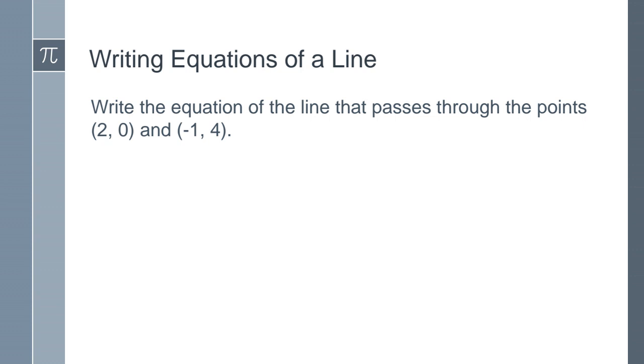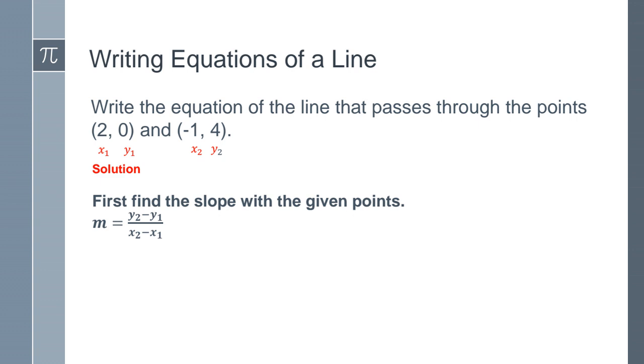Okay, now here's another example. It says write the equation of the line that passes through the points 2, 0, and -1, 4. Okay, now guys, a lot of mistakes the students make is that they think that the 2, 0 is my y-intercept, but it's not, right? Because 2, 0 is my x-intercept, and the x-intercept is not required to find the equation. So here we need to find both the y-intercept and also my slope. So again, we're going to use the slope formula to find my slope.